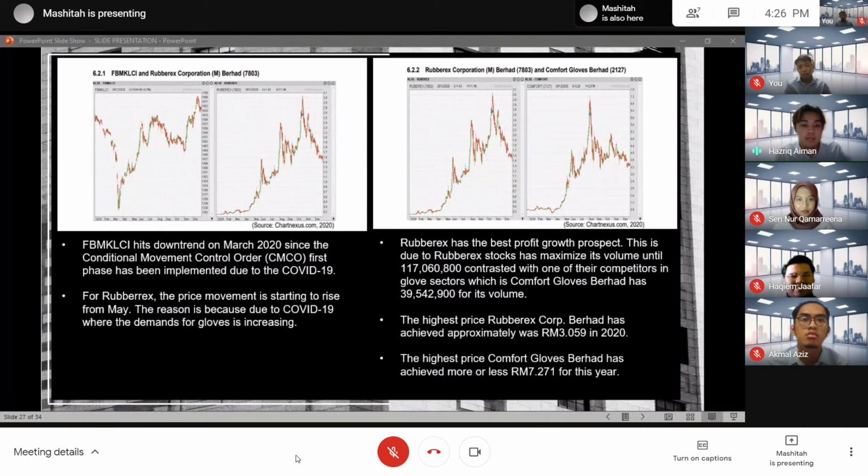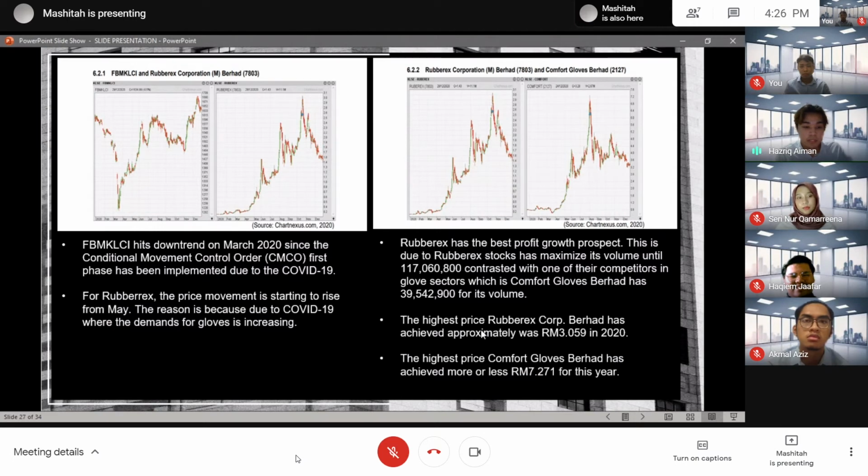For KLCI, KLCI hit a downtrend in March 2020 since the Conditional Movement Control Order, which is CMCO, first phase has been implemented due to COVID-19. As we know, during CMCO, all the business and market had been forced to shut down, which led to the downtrend in the market.